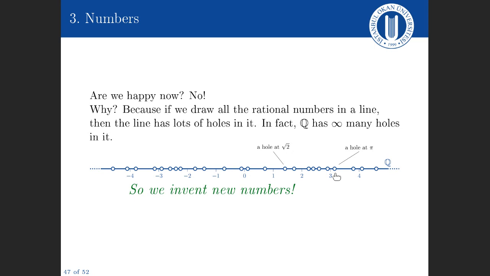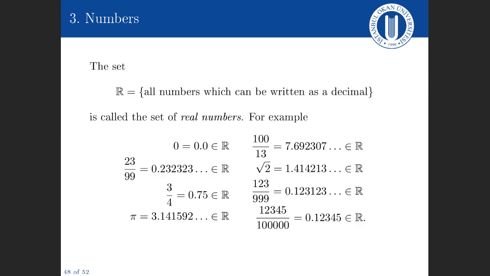So what do we do? What do humans do in our history? We invented new numbers. And the numbers that humans invented are called the real numbers. This is all of the numbers which can be written as a decimal.